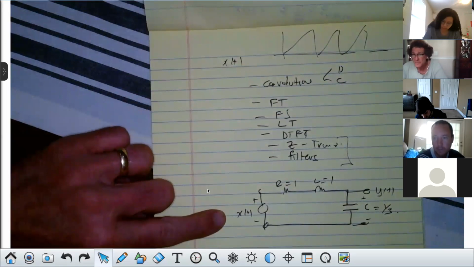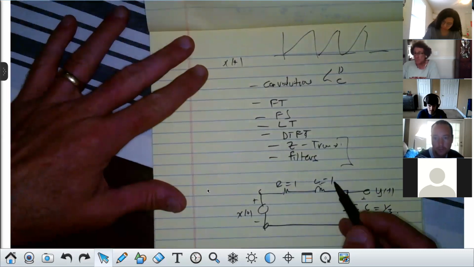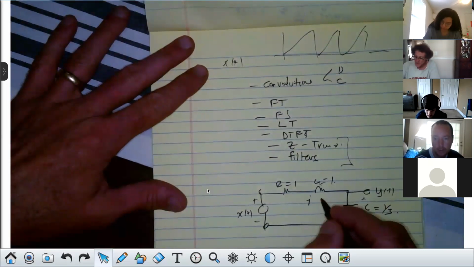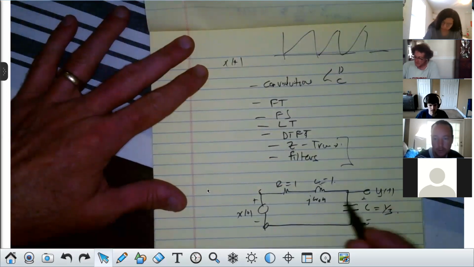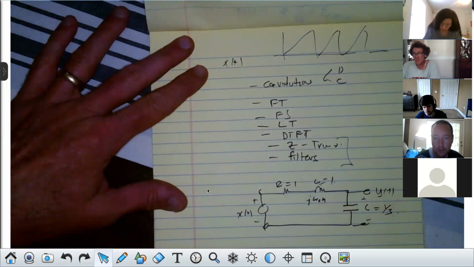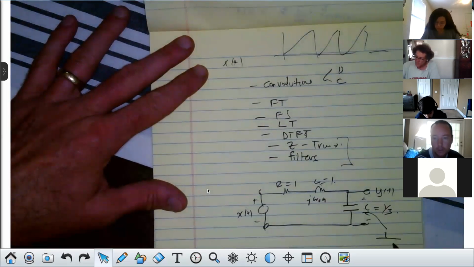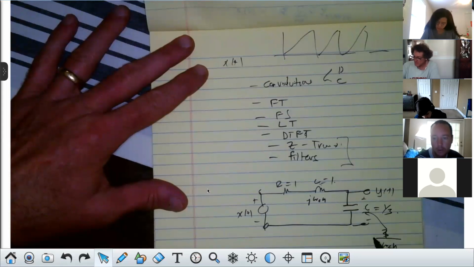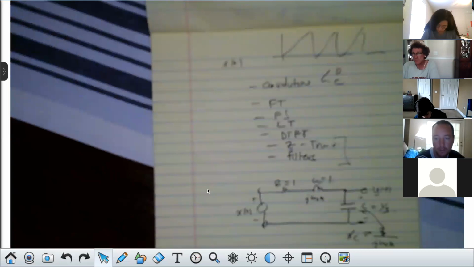You got me? Now, we know R is R in the frequency domain. When I take this into the frequency domain, this becomes j n omega naught times L. That would be the impedance of that, correct, class? Yes. The impedance of this would be 1 over j n omega naught times C, or 1/3, or simply put, 3 up here. And that would be X of C, correct? Y'all agree with me?